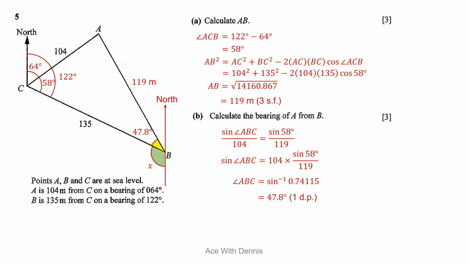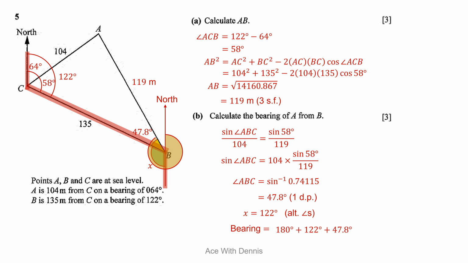The value of x here is this. As you can see, this is a Z letter, which means that x equals 112 degrees. Why? Because these are alternate angles. So now this is the bearing of A from B. To calculate this angle, it will be 180 plus 122 degrees plus 47.8 degrees. Calculate everything, we will get 349.8 degrees.